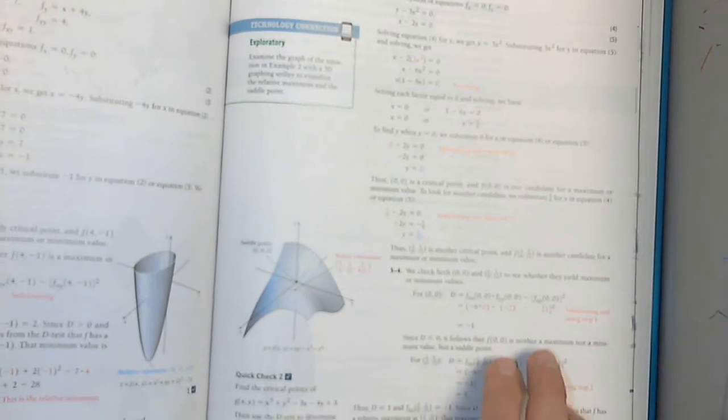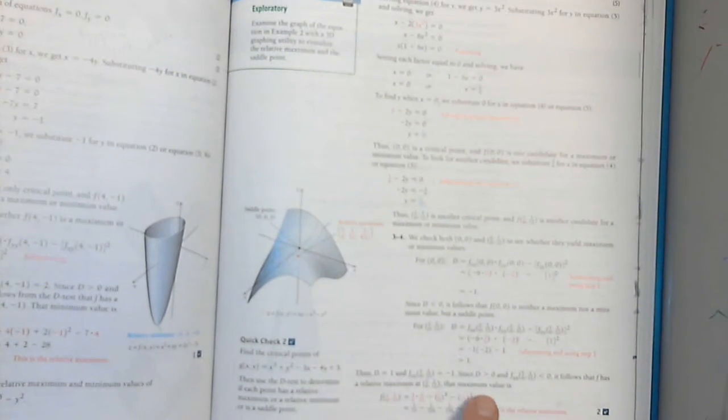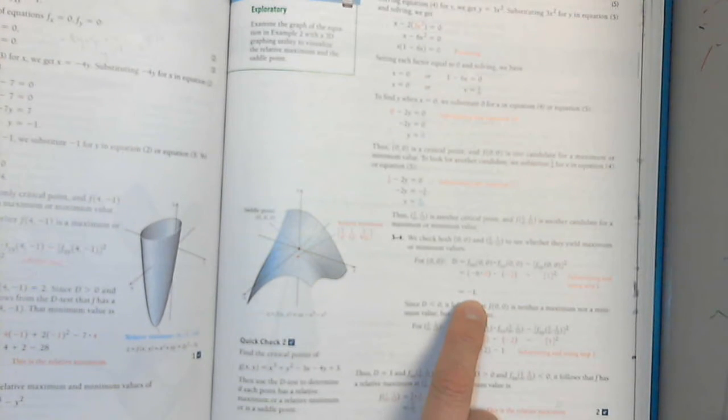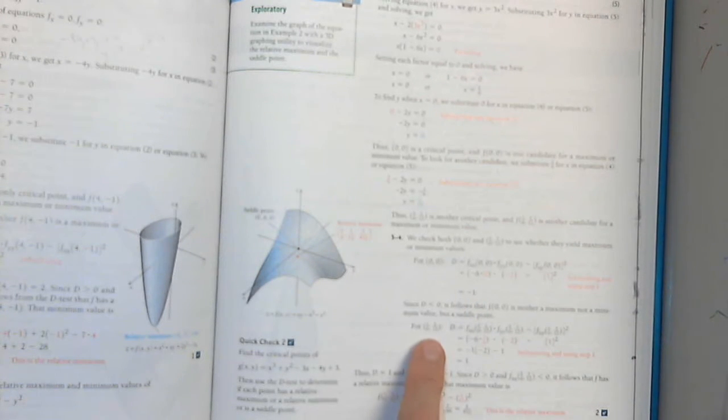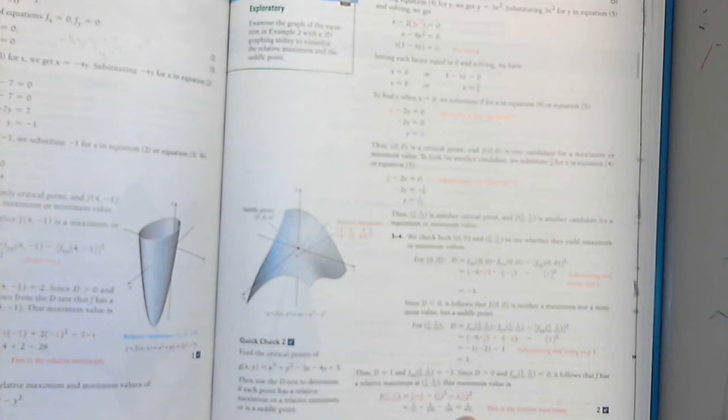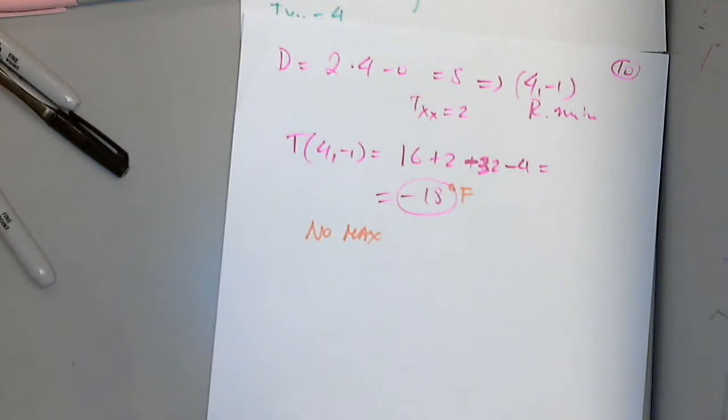And they end up saying that D is negative, so it's a saddle point for 0, 0. But for the other point, they come up with the fact that D is positive and also fxx is positive for that. Yes, it's negative. Oh, it's negative for that. Yeah, it's negative, so that's why it gives a relative max. Very good question.